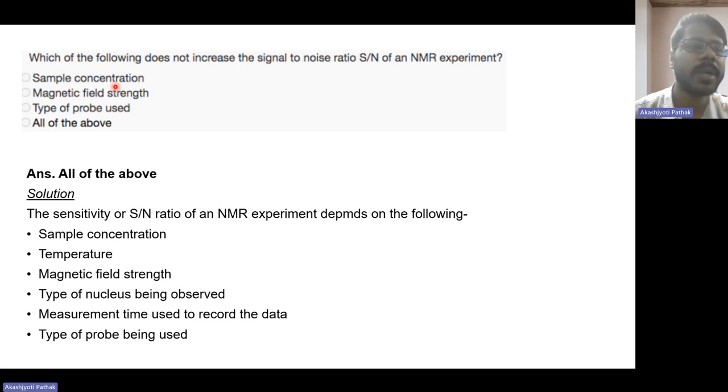So if you increase the sample concentration, you will get a better signal to noise ratio. If you increase the magnetic field, the signal to noise ratio also increases. It varies as B naught to the power 3 by 2. And the type of probe used also controls the signal to noise ratio. So the answer for this question is all of the above. Okay.